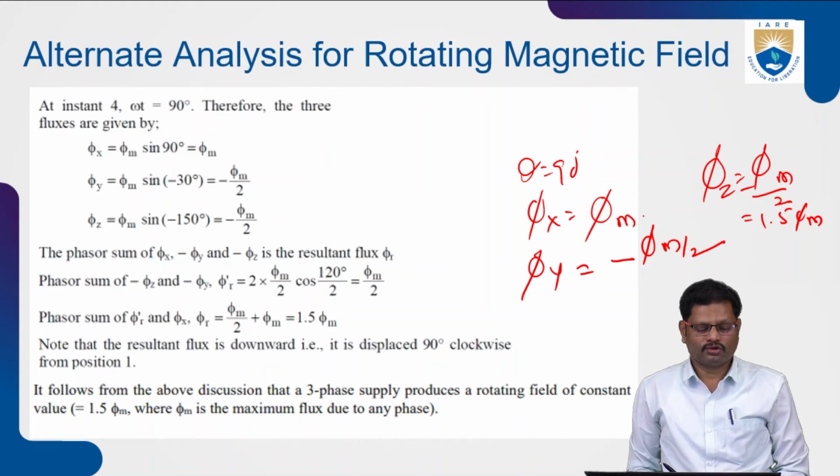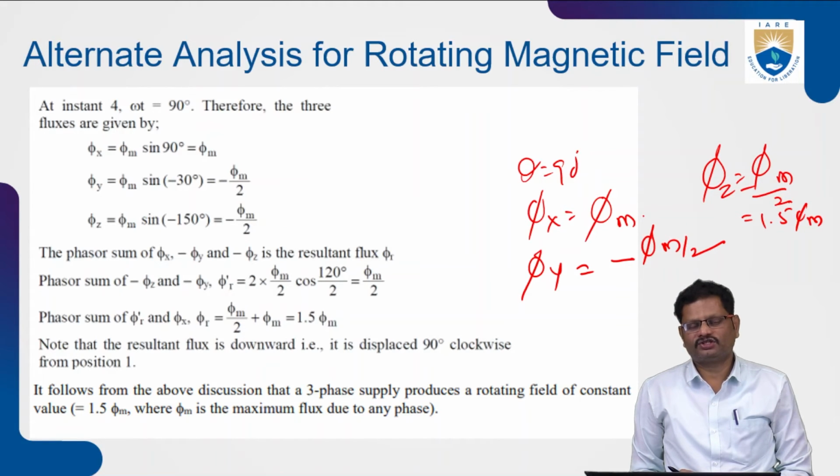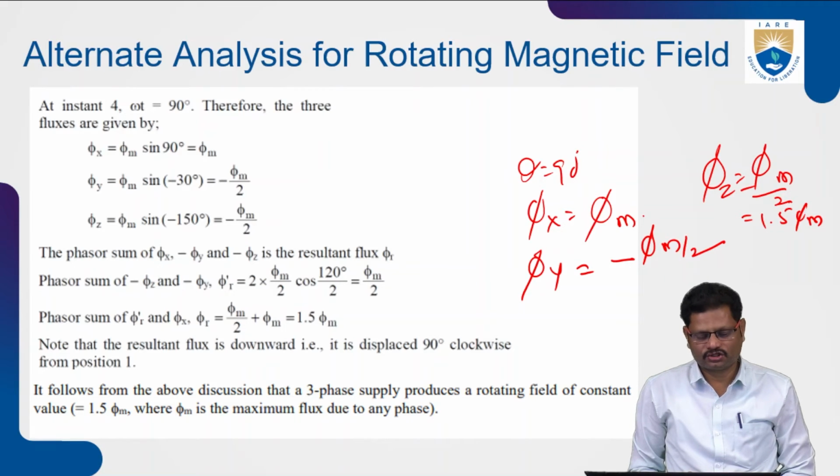So it follows from the above discussion that a three-phase supply produces a rotating magnetic field of constant magnitude, 1.5 times phi m, where phi m is the maximum flux due to any phase.